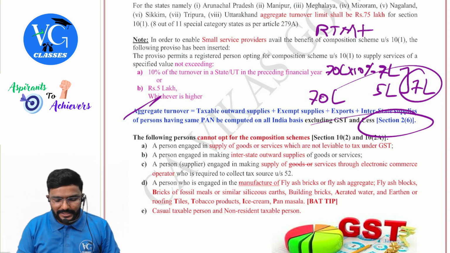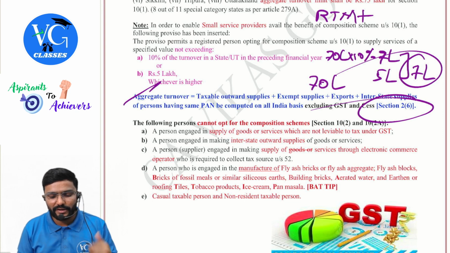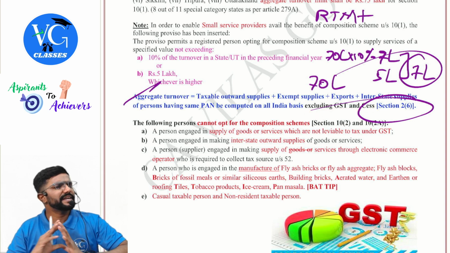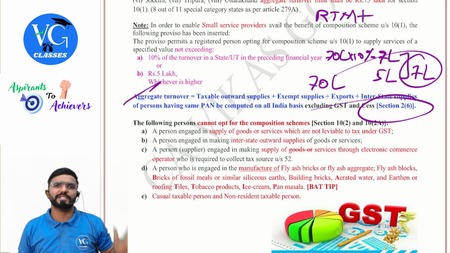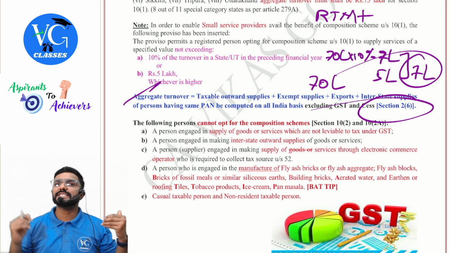Section 2(6): taxable outward supplies, exempt supplies, exports, interstate supplies of a person having the same PAN, computed on an all-India basis, excluding GST and cess. Means it excludes anything charged under GST, including cess. Okay, it will not include. Means turnover will not include GST and cess.